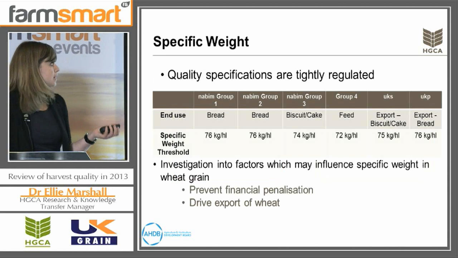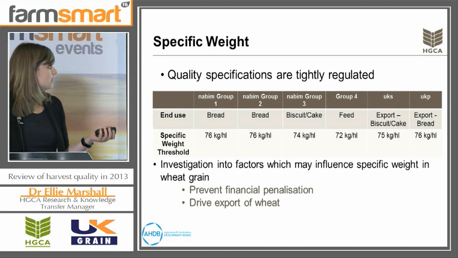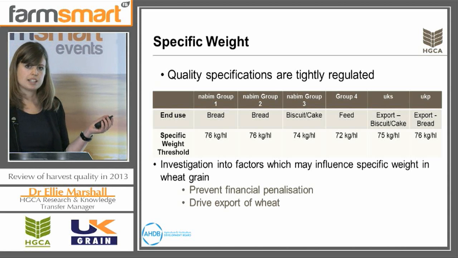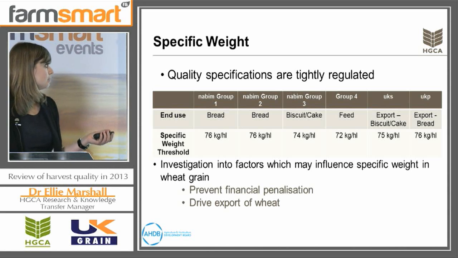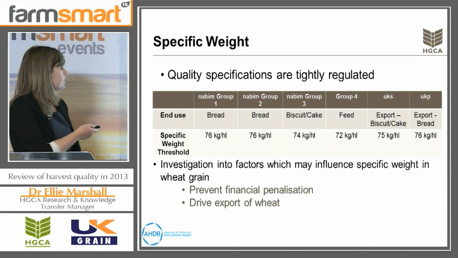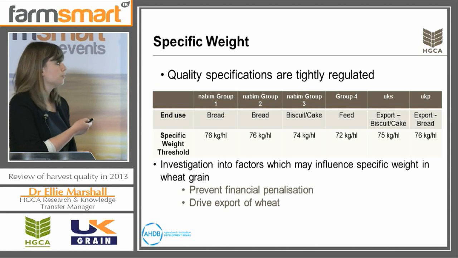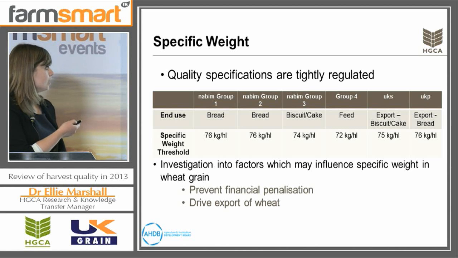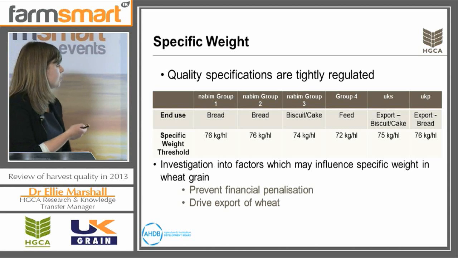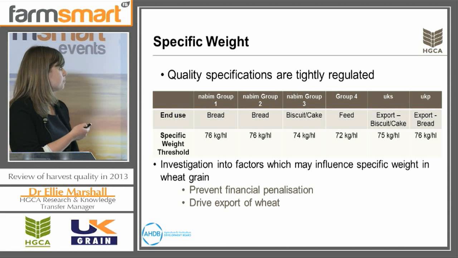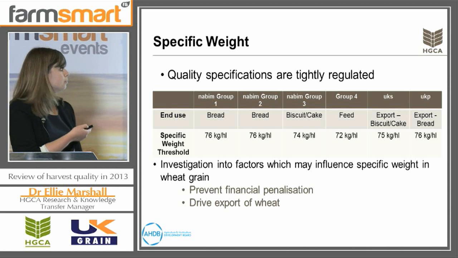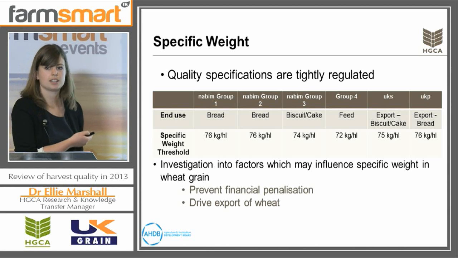So quality specifications are tightly regulated, and in regards to specific weight, it's regulated against the end use of the grain. So these are divided into groups, NABIM groups 1 and 2, which are used for bread flours, and NABIM group 3 for the softer biscuit and cake flours, and also group 4 for feed. The NABIM group 1 and 2 require a higher specific weight of around 76, NABIM group 3 at 74, and feed wheat also has a specification at 72.